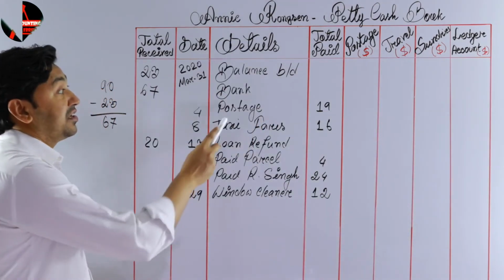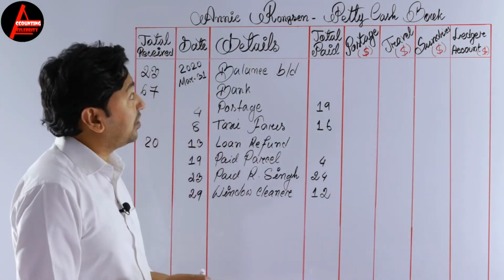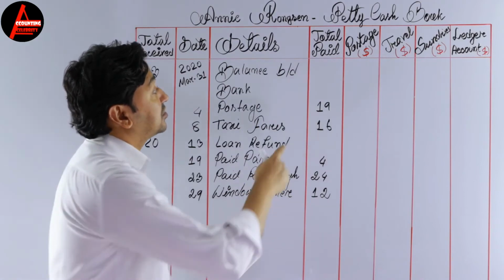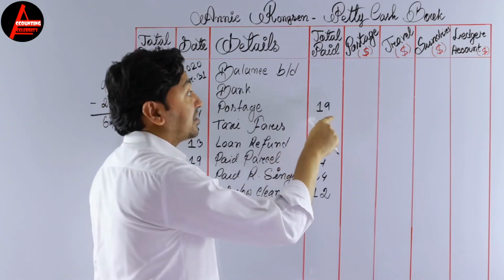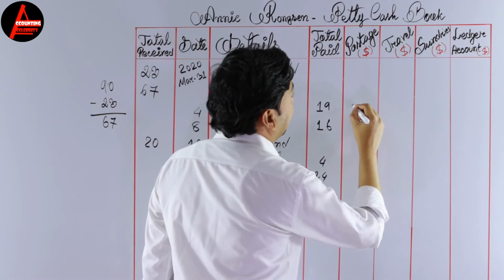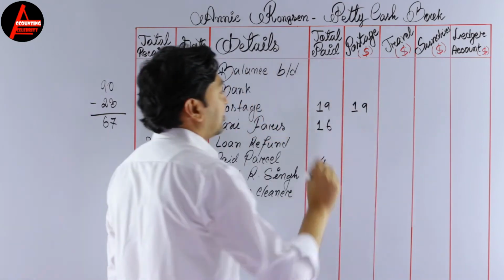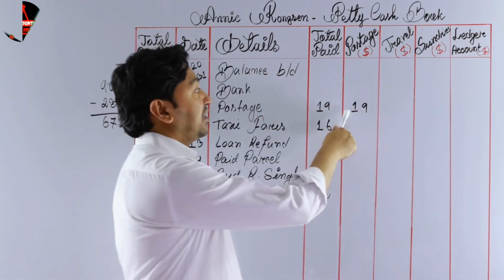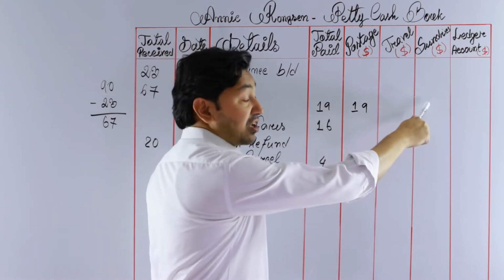The first transaction is postage. Here we have the postage column, so we will write this amount. We'll just copy this amount to this relevant column. We should not write the postage amount in the travel column or sundries column or ledger column.